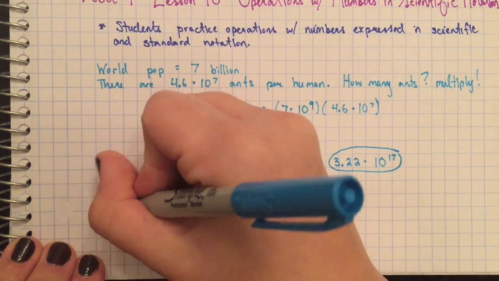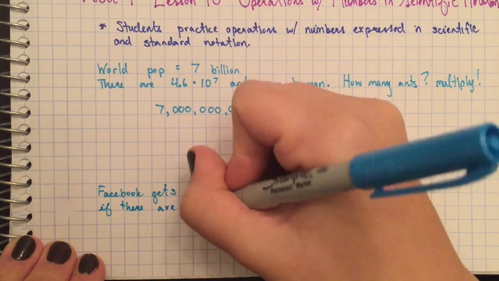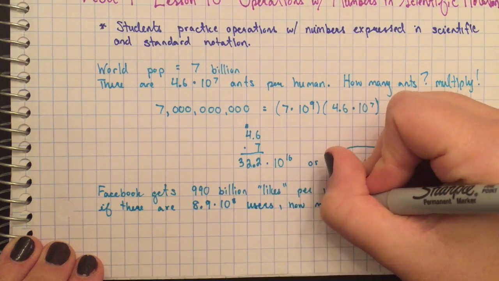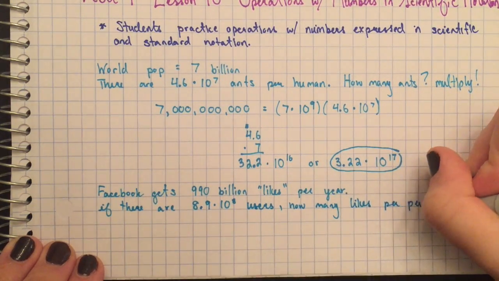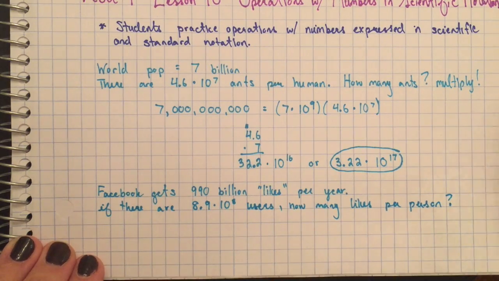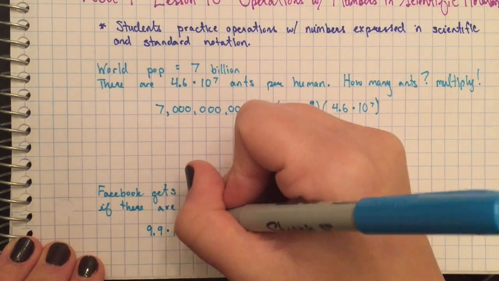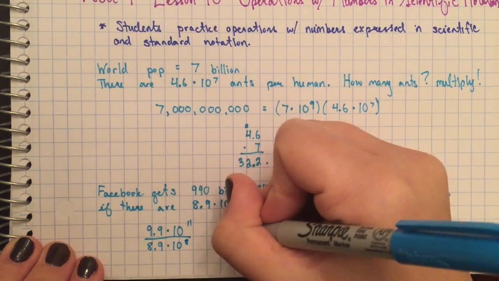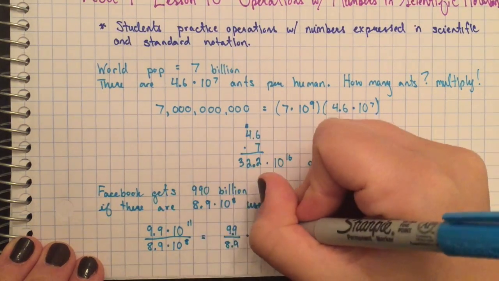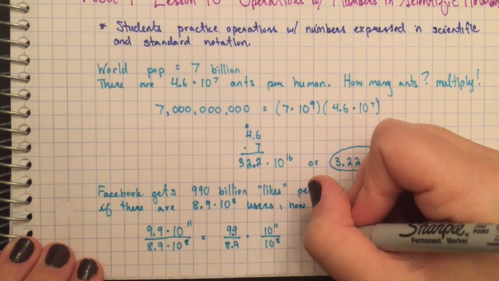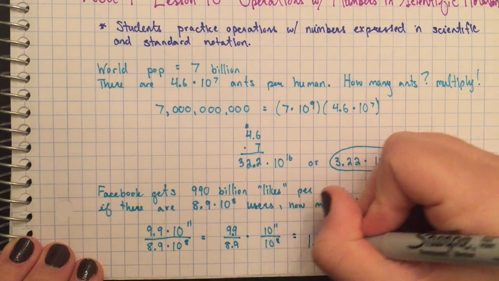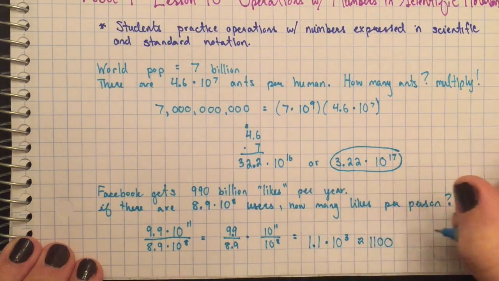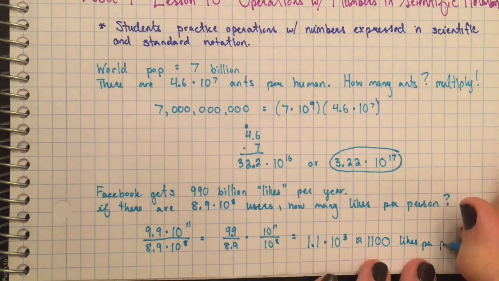Another example says Facebook gets 990 billion likes per year. If there are 8.9 times 10 to the 8th power Facebook users, how many likes does each person get on average? So this is a division problem. 9.9 times 10 to the 11th power over 8.9 times 10 to the 8th power. If I simplify just my coefficients, 9.9 divided by 8.9, and my powers of 10 separately, I get 1.1 times 10 to the 3rd, which is approximately 1,100 likes per person.